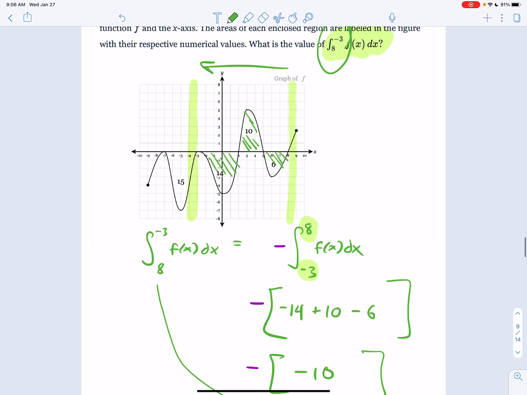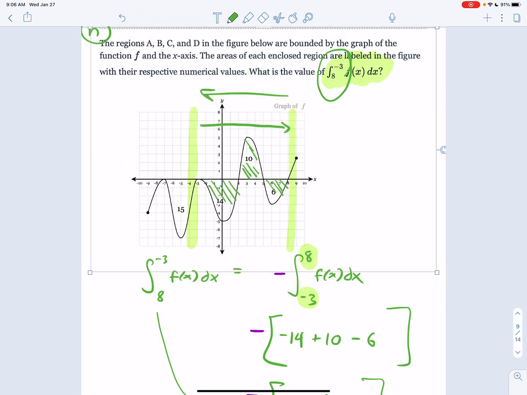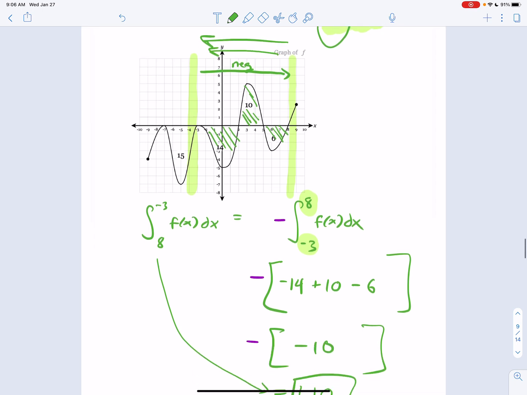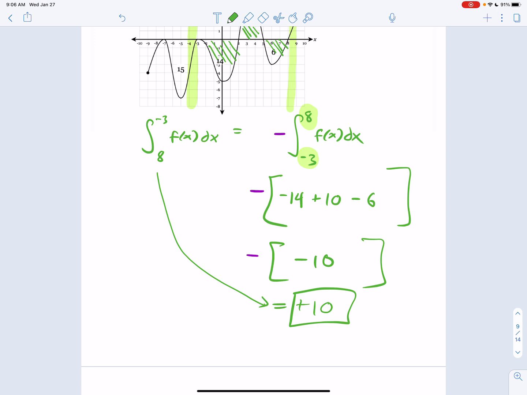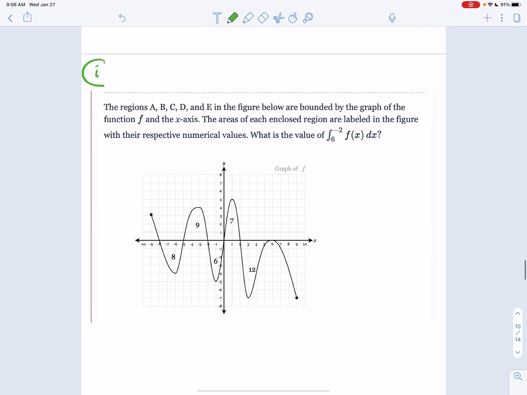So going from -3 to 8, there was more negative area. Let me write this down. But because we went backwards, it's like a double negative. It turns into a positive. But anyways, let's keep going. Part I. We're going to go through the whole alphabet. Here we go. Try this out here. Press play when you're ready.